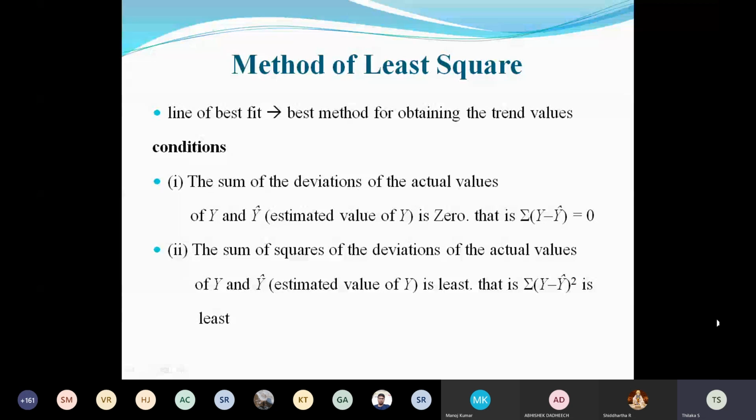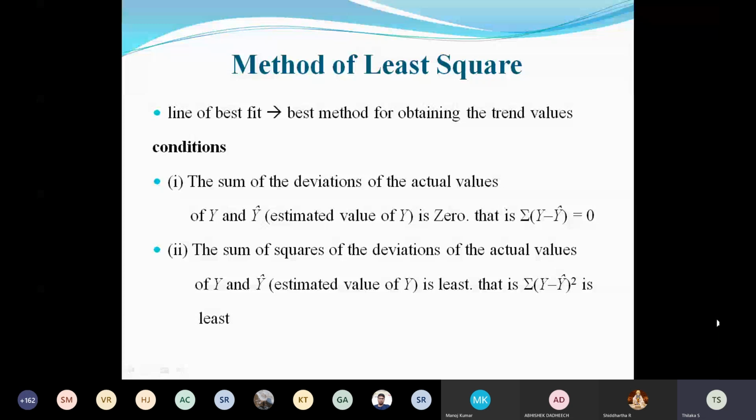So in this method of least squares, we are going to derive the trend line, which is called the line of best fit, and this is the best method out of the 4. This is the best method for obtaining these trend values, and this is the mathematical method.